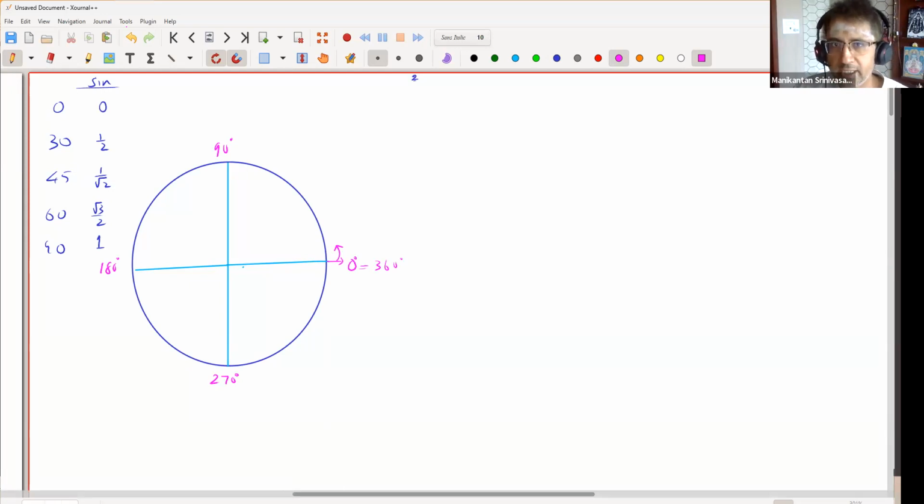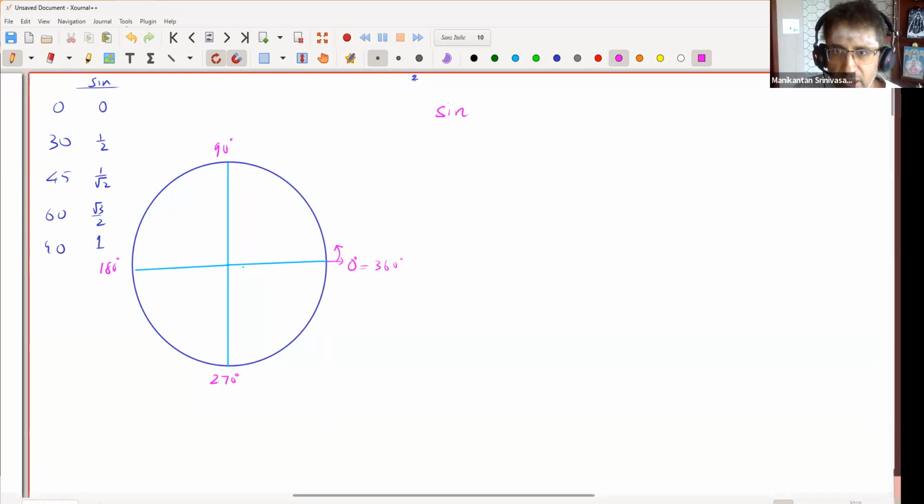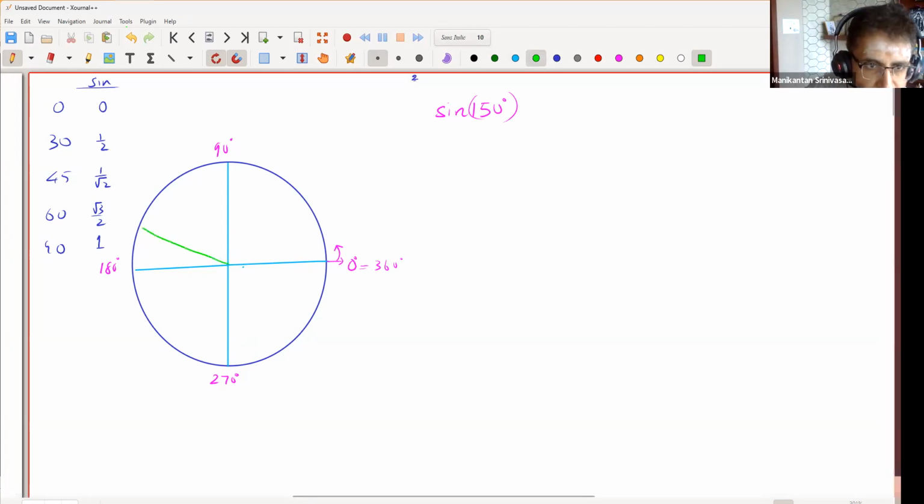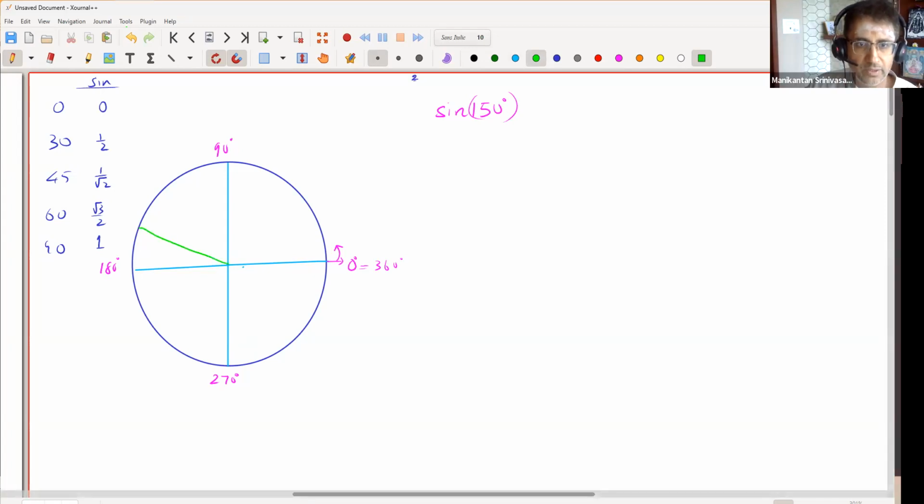Now suppose I want to look at sine of 150 degrees. I cannot have a right angle triangle with an angle of 150 degrees to say opposite upon hypotenuse. So that's not even feasible, right? So how do I make sense of this sine 150? So let me just draw 150 first of all. 150 looks something like this, right? In this direction somewhere. So this angle is 150.